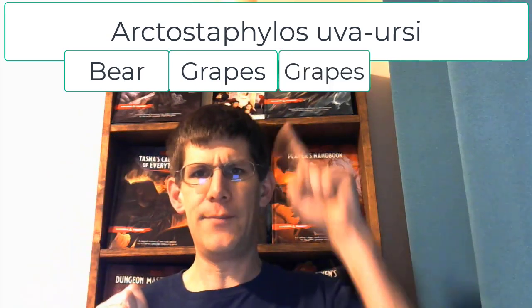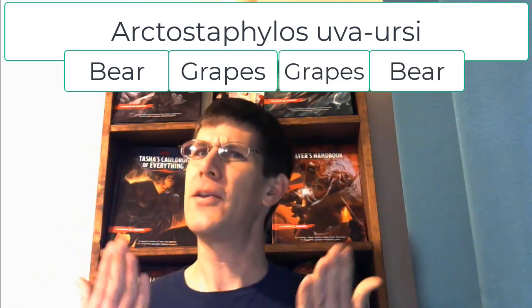The mashup, you can take the arcto and the ursi and uva and you just mash them together to make arctuva. It sounds pretty metal. Fun fact, arcto, staphylos, uva, ursi. Names are silly.